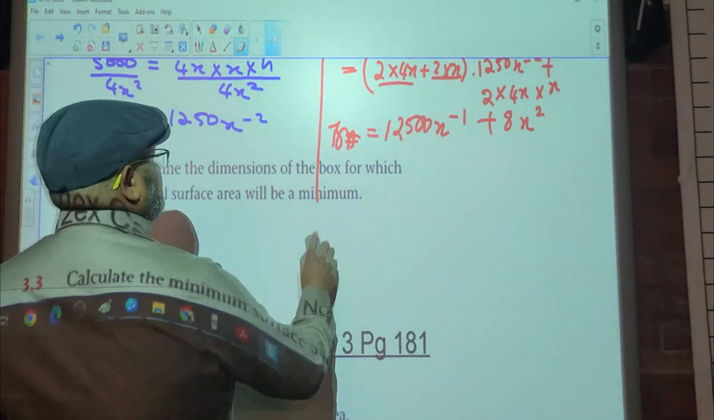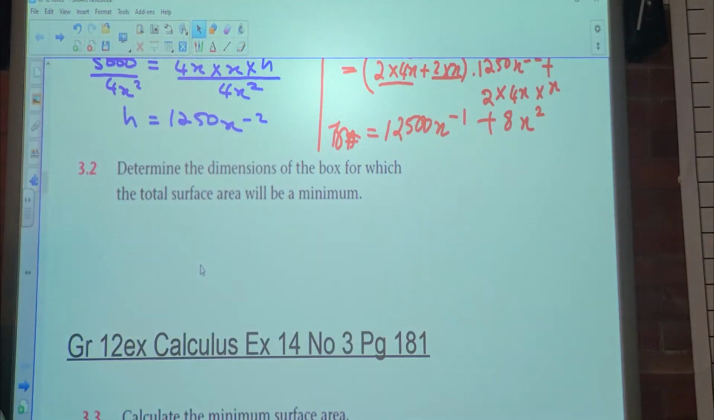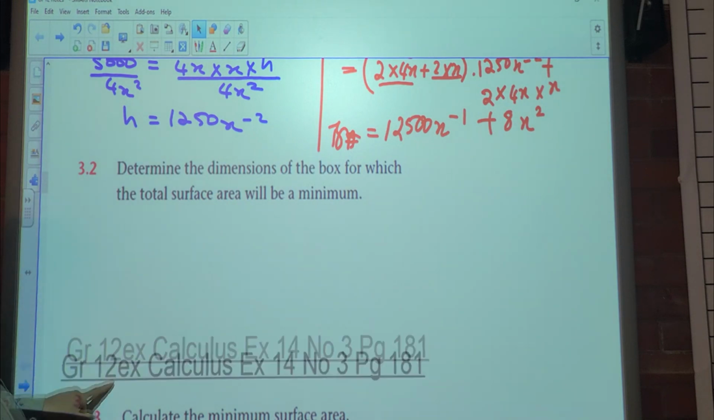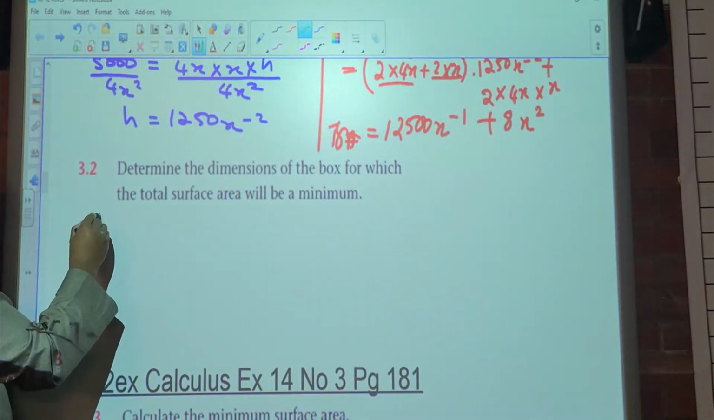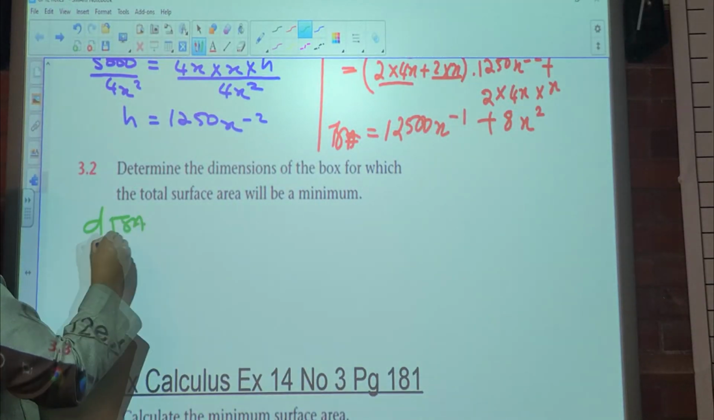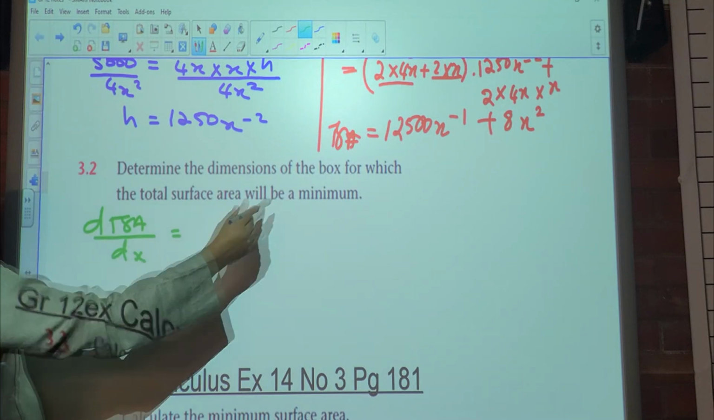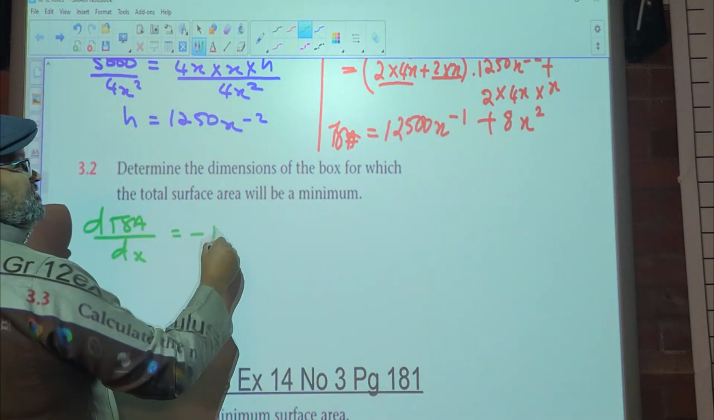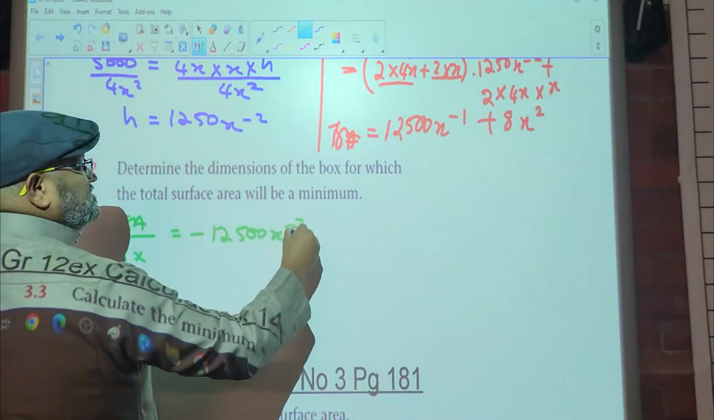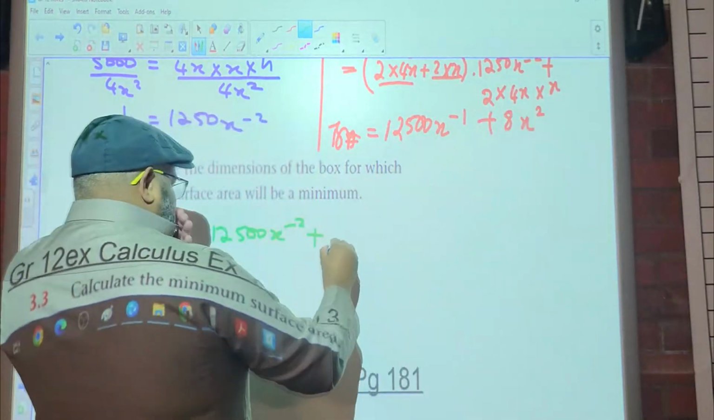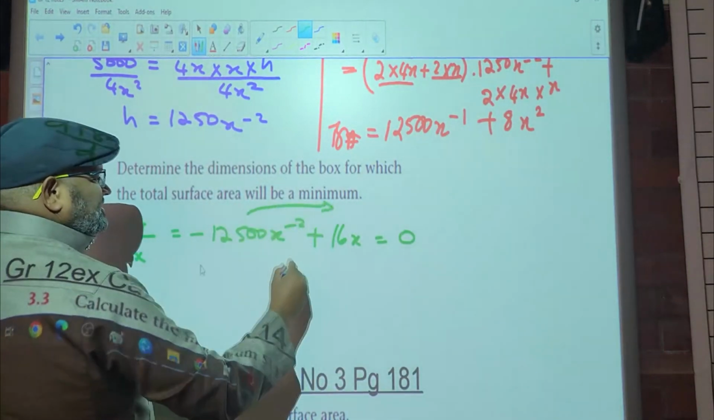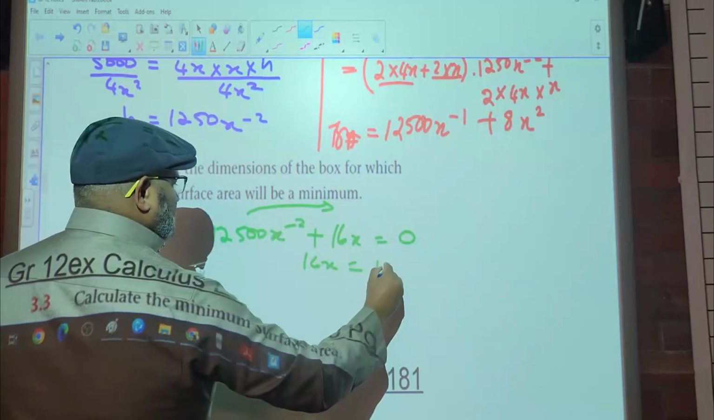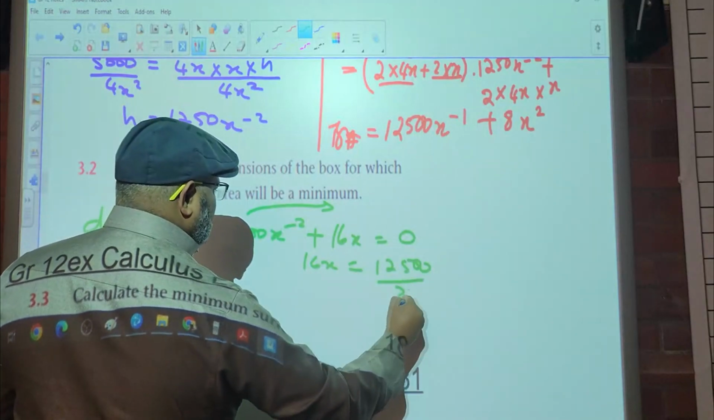Well, the next question says, determine the dimensions of the box for which the total surface area will be a minimum. So what must I do? I must take the derivative of the total surface area. So the derivative of the total surface area with respect to x equals, now apply my derivative: negative 12,500 x to the minus 2 plus 2 times 8x. Set that equal to 0. Take that over the equal sign. So 16x is equal to 12,500 over x squared.